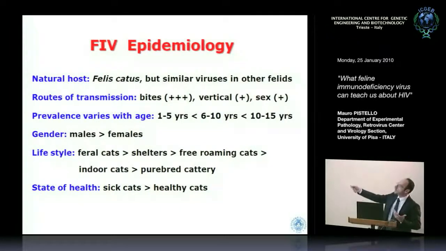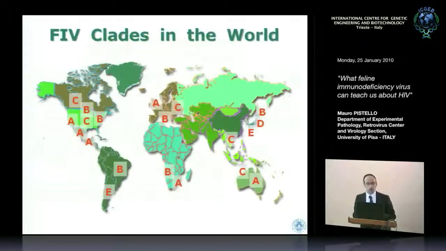And obviously, because of the route of transmission, males are more likely to be infected compared to females. And also the lifestyle has a high incidence, or really influences the HIV prevalence. Feral cats and cats in shelters, those living in these conditions, are more likely to be infected as compared to indoor cats. And as I said, the state of health also influences the percentage of transmission.